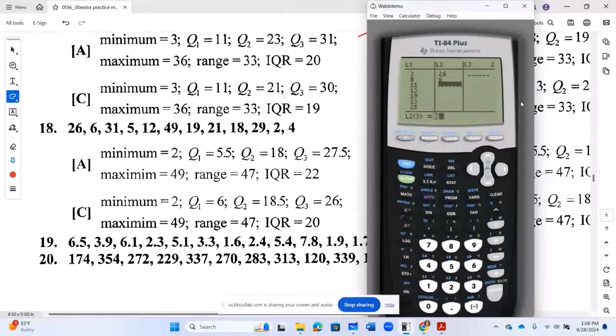31, 5, 12, 49, 19. I hope you see what I'm doing. I'm trying to enter the data one by one. And when you finish, you eyeball what you entered because human beings make mistakes. So you want to make sure that you enter the actual data given to you.